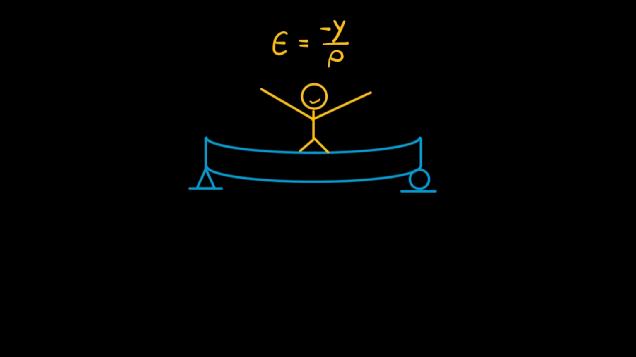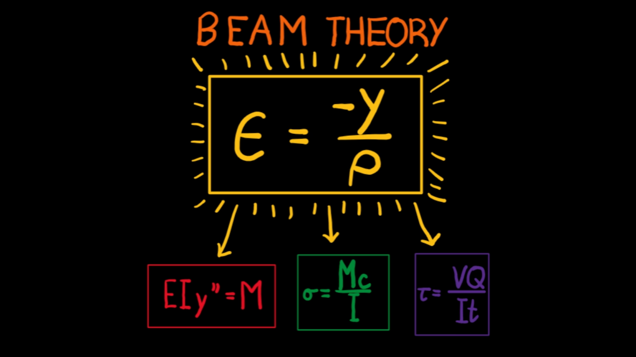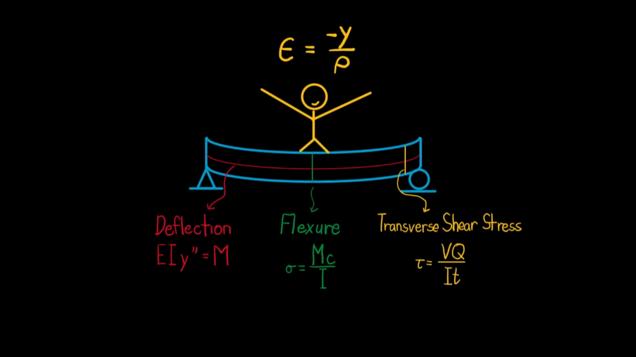Now that we understand the resulting equation from our experiment and the meaning behind it, we now understand the kinematic pillar of the Euler-Bernoulli Beam Theory. And we are halfway ready to derive the consequences of this equation: deflection, flexure, and the transverse shear formula. So stick with this channel because we are going to derive them in future videos.